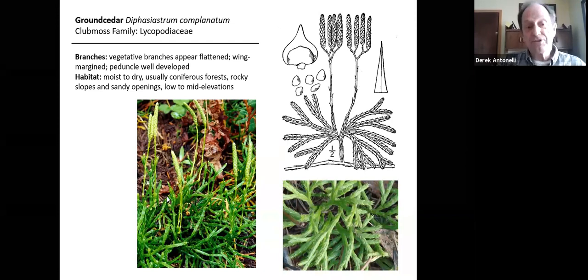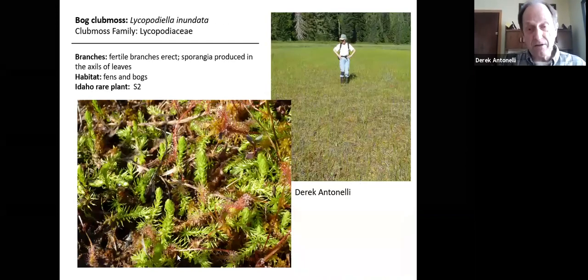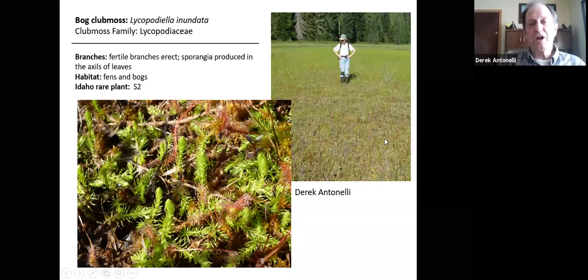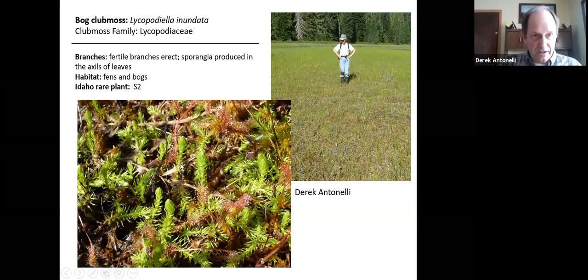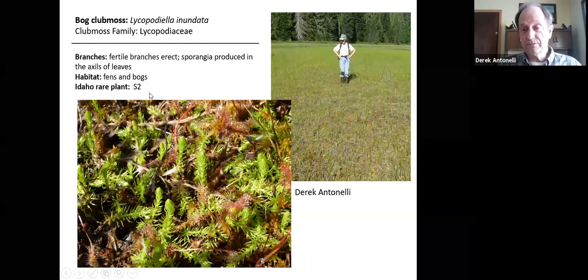You've got the bog club moss, again fairly low growing, right along the bottom of the fen in this case. This is Hager Lake. This is a floating moss mat. So this is full of sphagnum, but this area right here, about 30 feet wide, is just full of bog club moss. The vegetative branches grow flat, and then every once in a while it'll put up a fertile branch that stands upright. You can see the sundews that are growing in amongst it. So it's a pretty unusual environment. Again, this is another rare plant, S2.